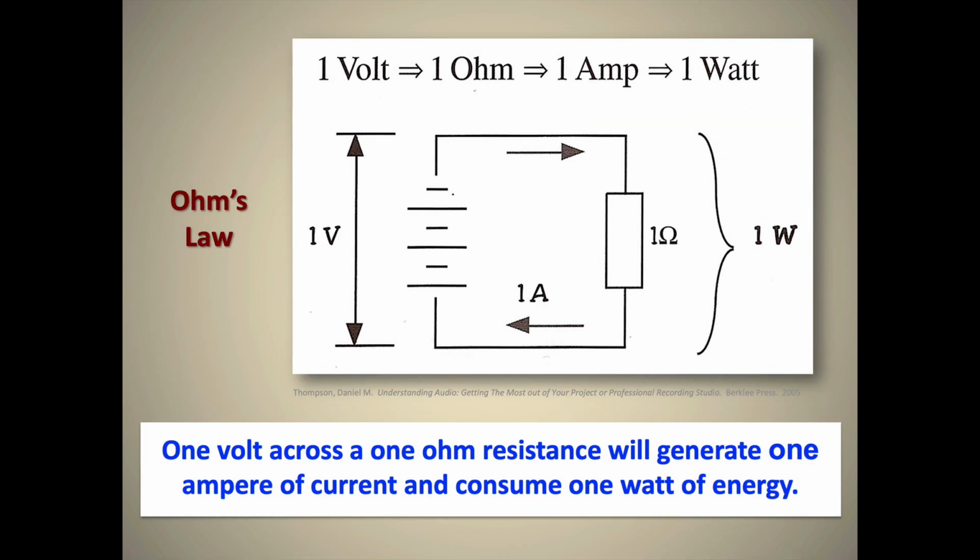Here is Ohm's Law again, shown in a couple different formats. One is really brilliant how it all works, how 1 volt, 1 ohm, 1 amp, and 1 watt relate. 1 volt, here's our 1 volt battery, across a 1 ohm resistance will generate 1 amp of current. And it will consume 1 watt of energy, of course, in 1 second. So this is kind of neat. This will show you how Ohm's Law works and how they all interact together.